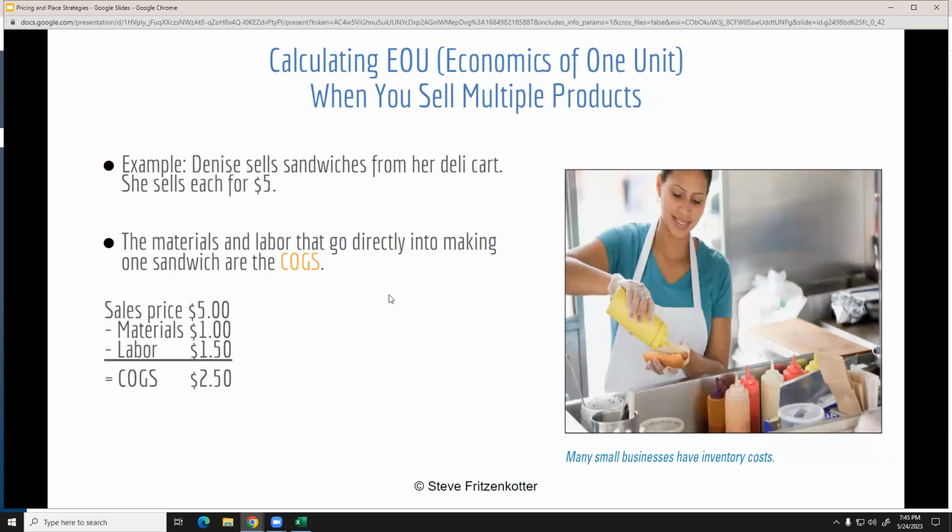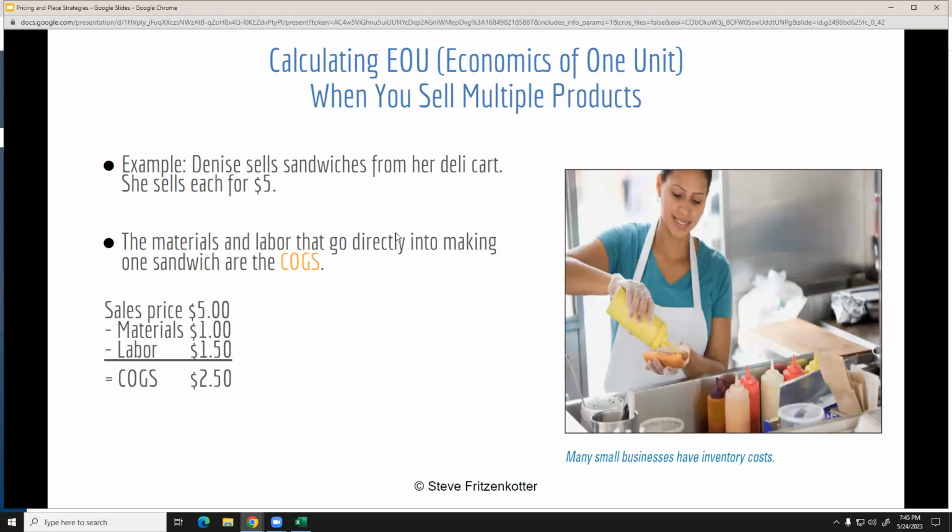So I wanted to show you this example, a simple example, but a real example. This could be someone named Denise, and she's got one of those food trucks, those remote food selling trucks. And she sells all her sandwiches for $5.